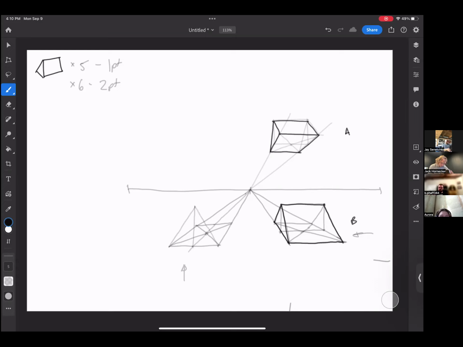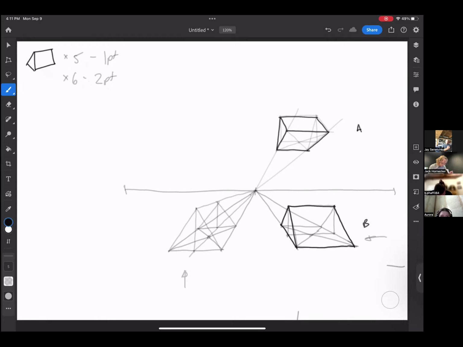Connect that peak to its associated corners on the front. Connect that peak back to your central vanishing point as well. Take another vertical line from the midpoint of the back edge until it intersects that peak. And then connect the peak to either corner on the back edge.